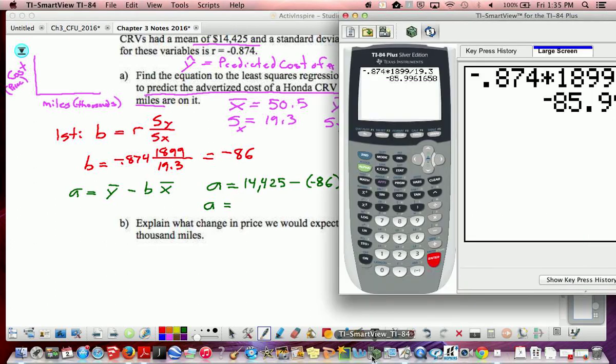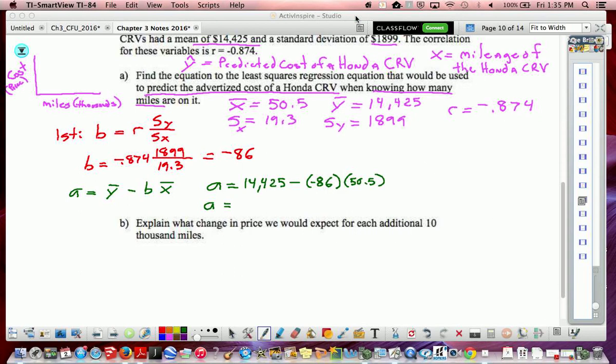Calculator time yet once again. 14,425 minus negative 86 times 50.5. Wow, 18,768. Meaning a used CR-V with no miles on it, which sounds interesting, but maybe it's just a 3-year-old car that no one ever drove, should be worth $18,768. So now we just put those two together for our equation.